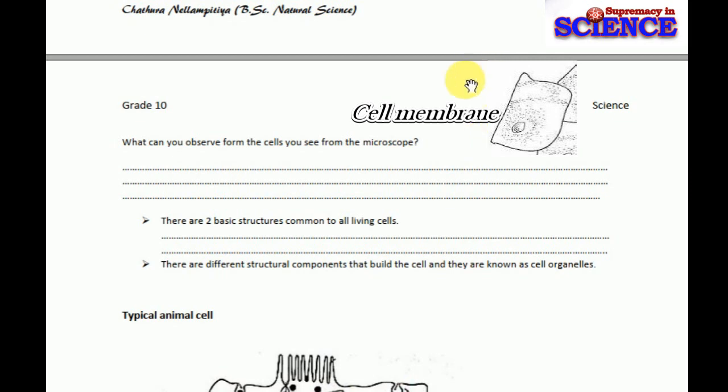And the other thing you observe is the internal area inside the cell that we call the cytoplasm. So in any cell there is a boundary called the cell membrane, and inside the cell membrane you have the cytoplasm. Those two structures are very important and they are very common for all living cells, right? That's the thing.